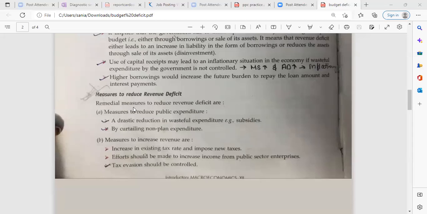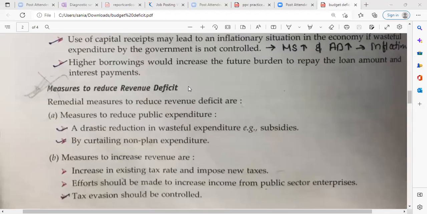So we will be doing measures to reduce revenue deficit. Obviously, you took a loan from someone, like deficit is always a problem. Now you have to reduce it. Now you have to overcome that deficit. So basically, there are two measures. First, to reduce public expenditure, and second, to increase revenue.